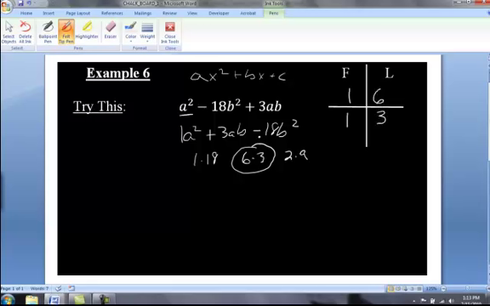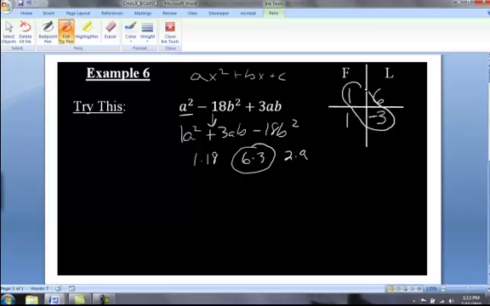Now, it has to give us a -18, not a +18, so one of them has to be negative. And my answer has to add up to a positive 3ab, so I'm going to let the larger number be positive and the smaller number be negative. All right, let's try cutting across and see if this is the right combo.